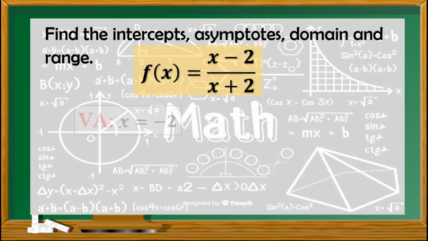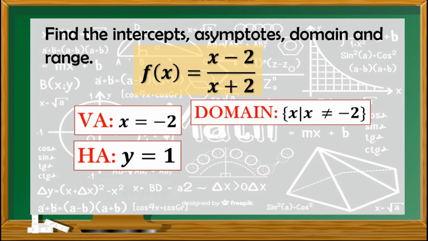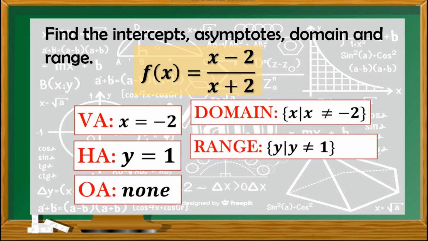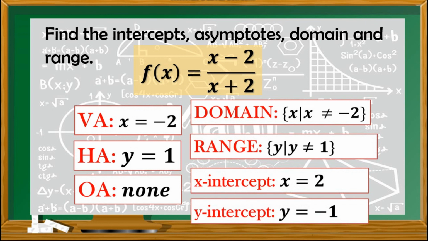Let's check your work. VA, we have x equals negative 2. Domain, x should not be equal to negative 2. HA is y equals 1. Therefore, there is no oblique asymptote. For the range, it's y not equal to 1. For the x-intercept, it's x equals 2. Y-intercept, y equals negative 1. Were you able to answer all of this?